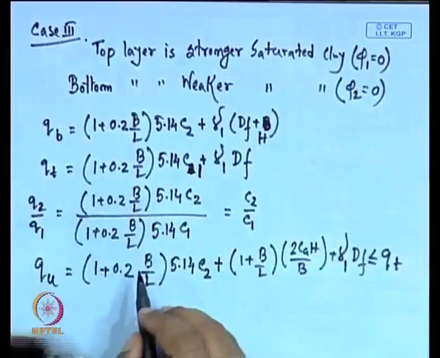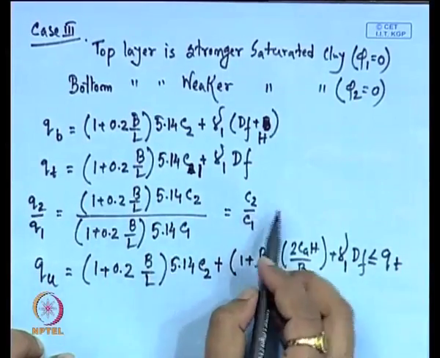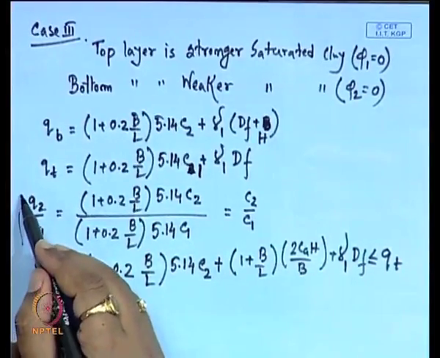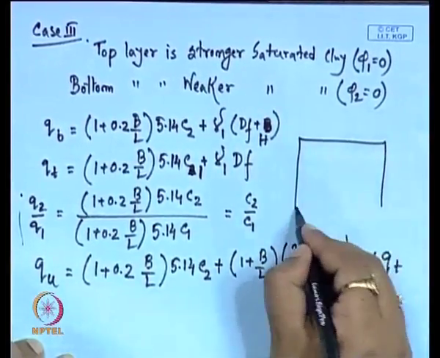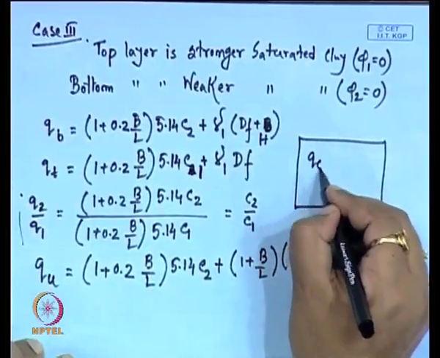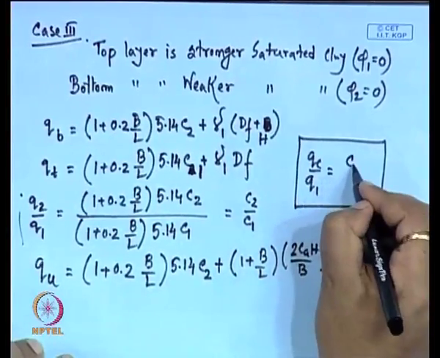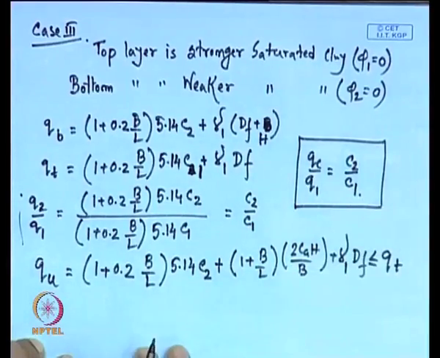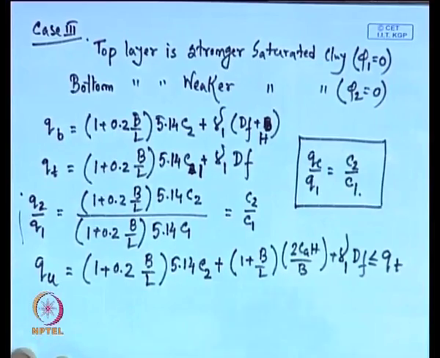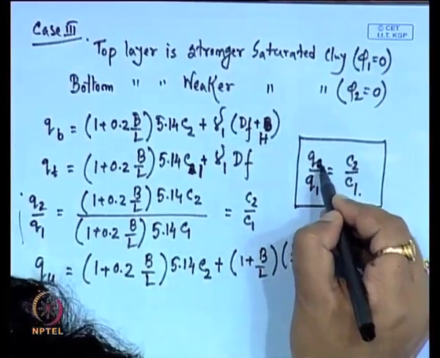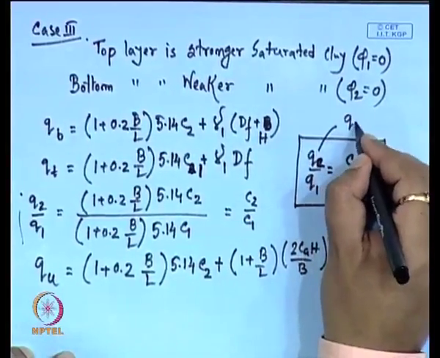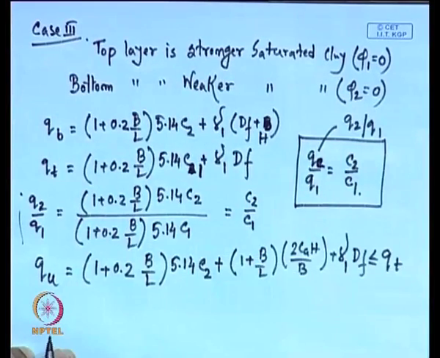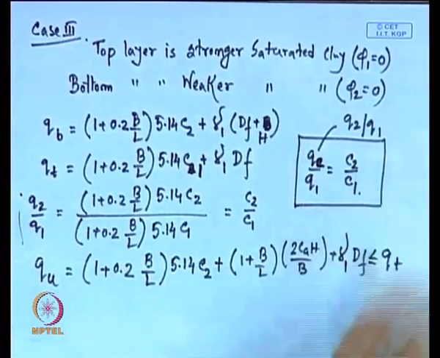Now, the question is how we will calculate this. Suppose for this case, we know that Q 2 by Q 1 is equal to C 2 by C 1. Then how will we use these charts, and how will we use this Q 2 by Q 1? So, that is C 2 by C 1.